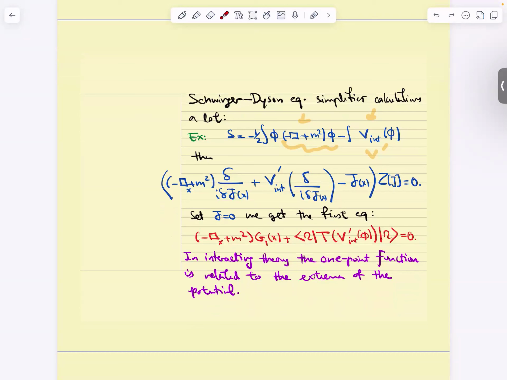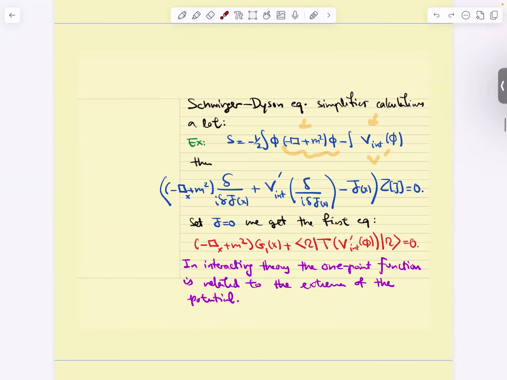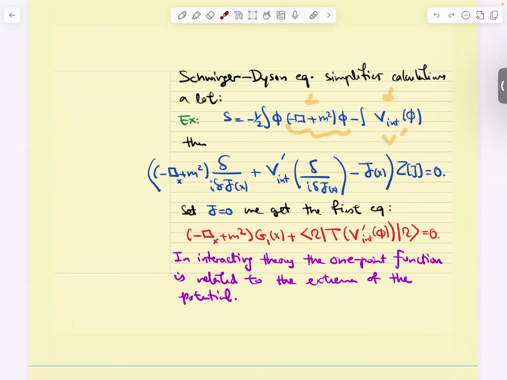So what does this equation tell you, right? This equation tells you that in the interacting theory, the 1-point function is related to the extrema of the potential. Let's stare at this and see if you guys see this. In QFT2, we make a big deal out of this, and we'll explore this in detail quite a bit. But that's what the 1-point function is.